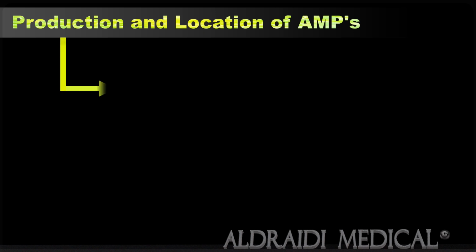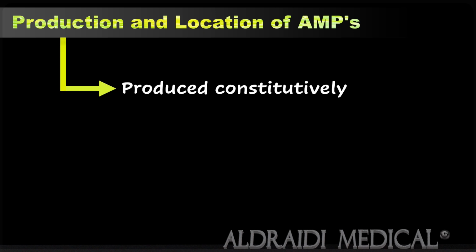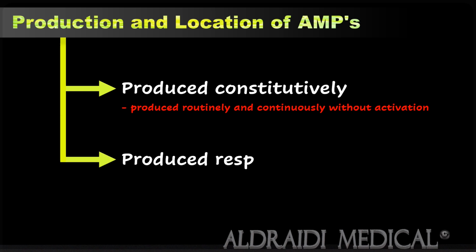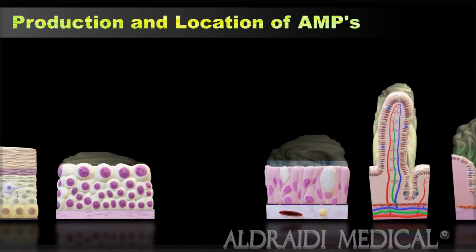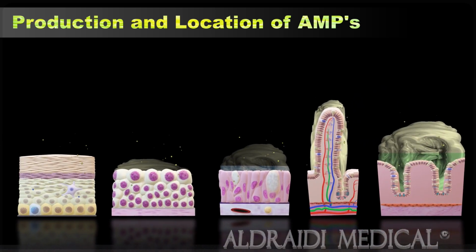AMPs are either produced constitutively by the body, where they are produced routinely and continuously without activation, or are primarily produced responsively due to the presence of an invading pathogen. And they are mainly produced by our barrier tissues, such as that of the skin and the mucosal epithelia, where they can be secreted onto these surfaces, thus providing immediate antimicrobial action on infection.